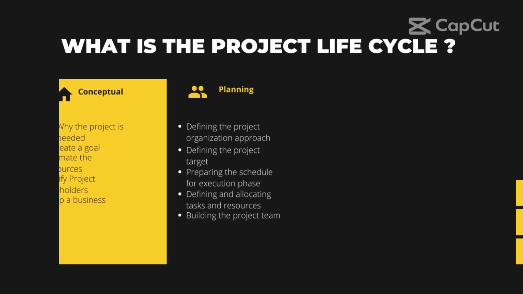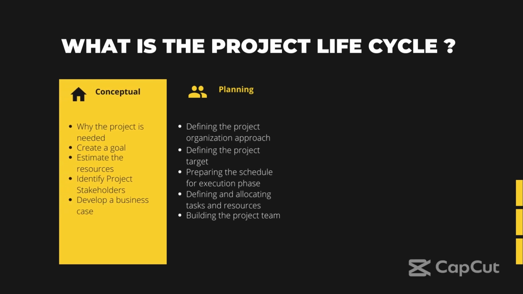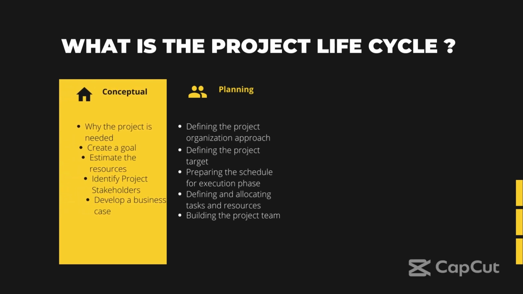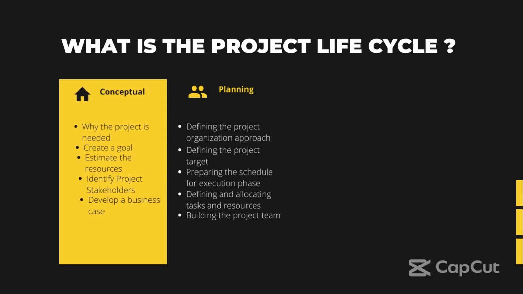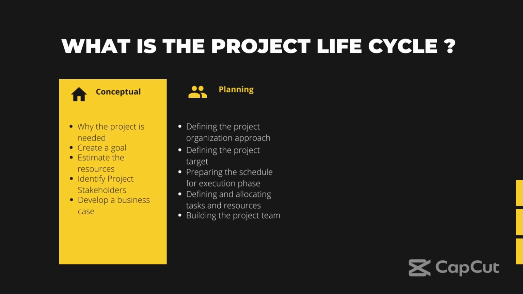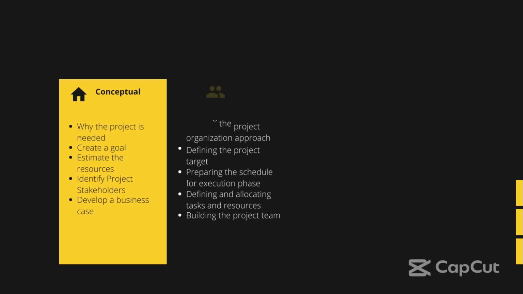The second part is the planning phase. The planning phase consists of defining the project organization approach, second, defining the project target, preparing the schedule for the execution phase, defining and allocating tasks and resources, and building the project team.